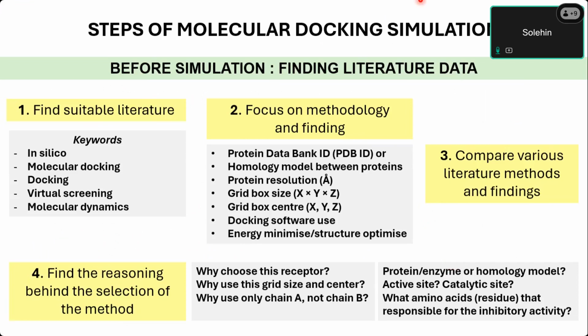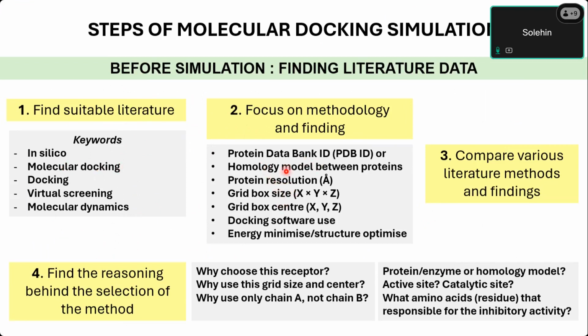Okay, when finding suitable literature, the keywords widely used by researchers in most of the papers in Google Scholar or any other literature are the terms in silico, molecular docking, virtual screening, and molecular dynamics. These are a few of the keywords that you can use to find your specific literature. And then after finding the suitable literature, you select one and you focus on the methodology and findings.